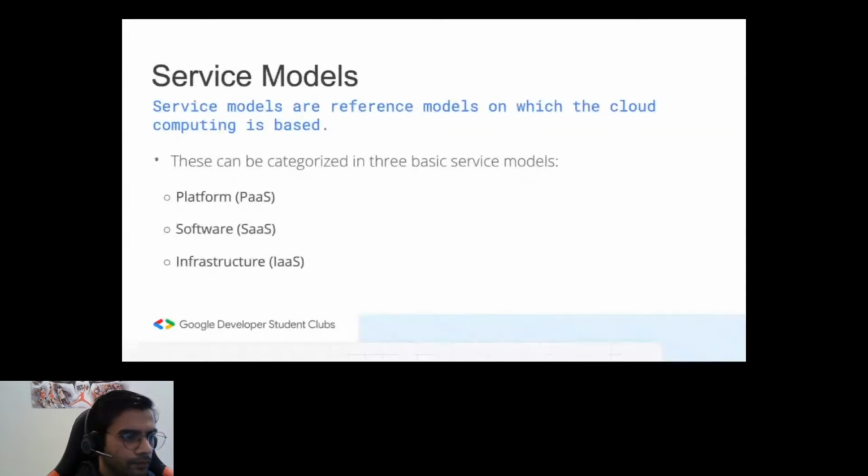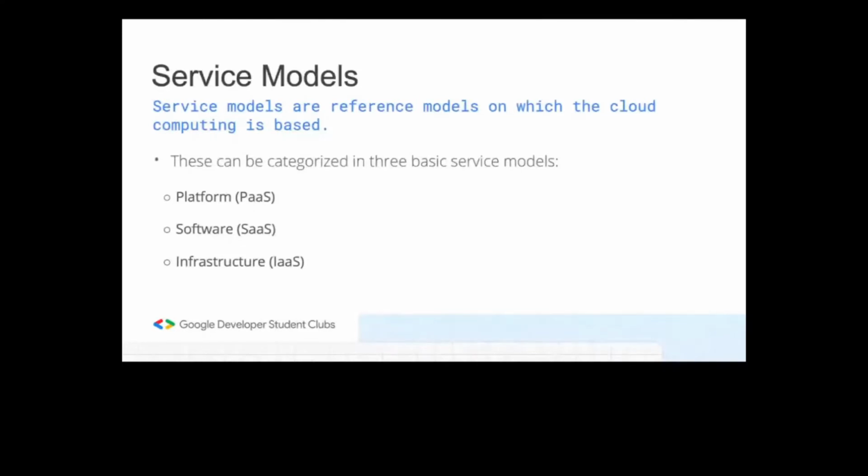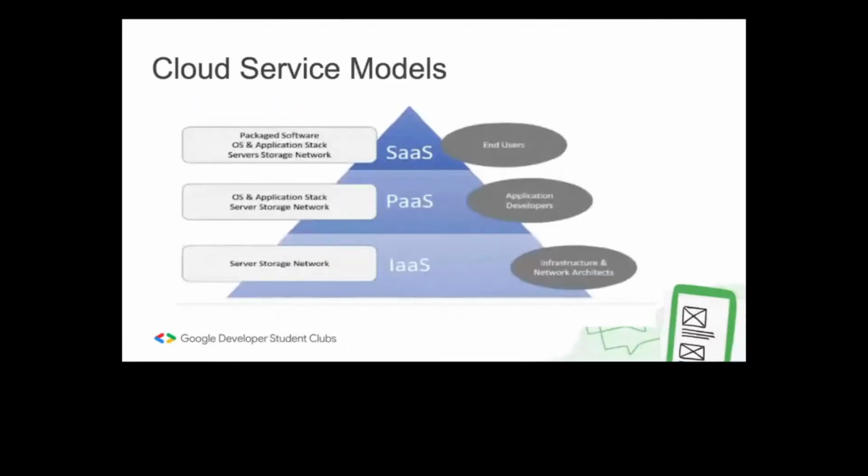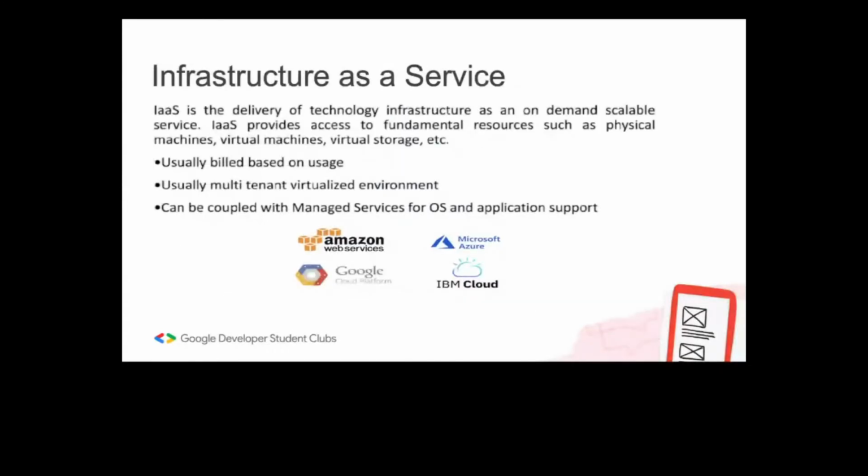Service models. Service models are of three types: platform as a service, software as a service, infrastructure as a service. This is like a pyramid like structure. Infrastructure as a service comes at the bottom, where we provide on demand scalable infrastructure as a service. There can be VMs, there can be physical machines, there's virtual storage. All this comes as infrastructure as a service. Examples are AWS, GCP, Microsoft Azure.